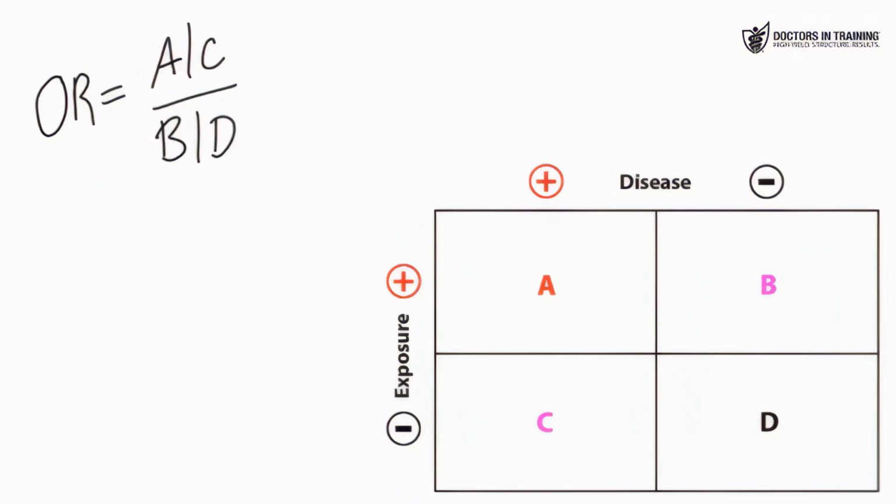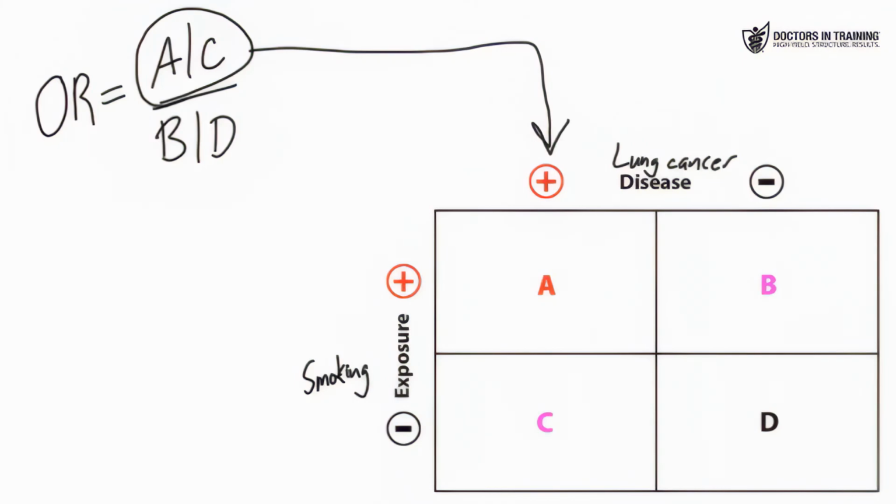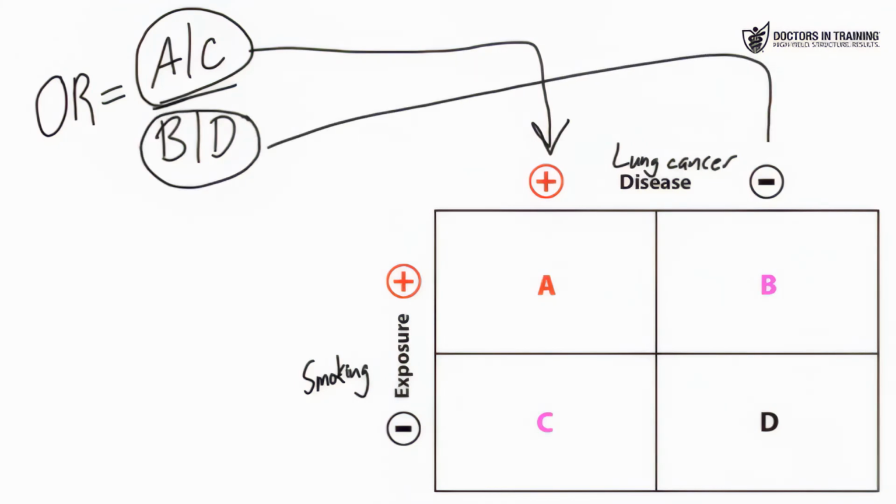For example, you could measure the odds ratio for smoking and lung cancer. Smoking would be the exposure and lung cancer would be the disease. Then you would look at the odds that someone with lung cancer having smoked and divide it by the odds that someone without lung cancer has smoked.